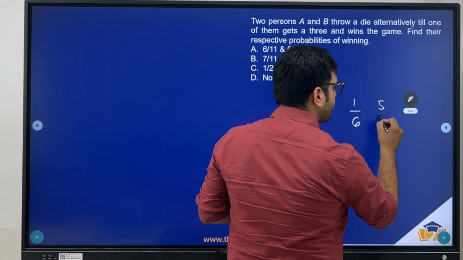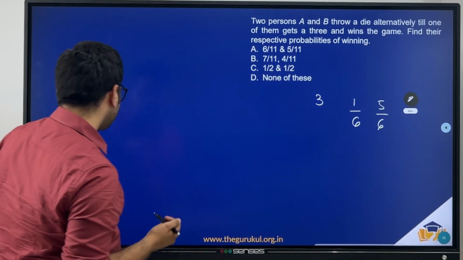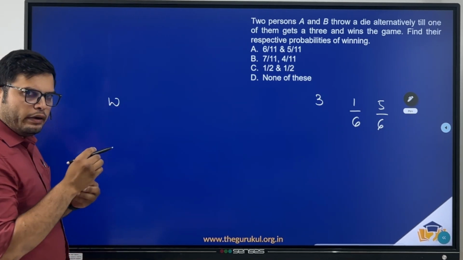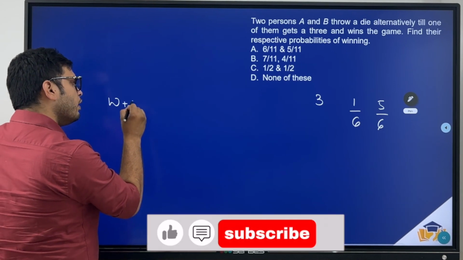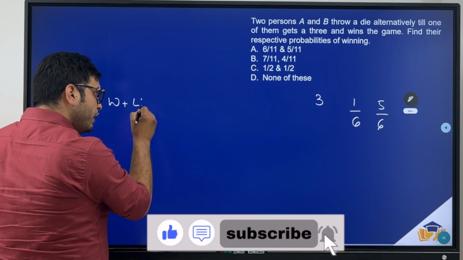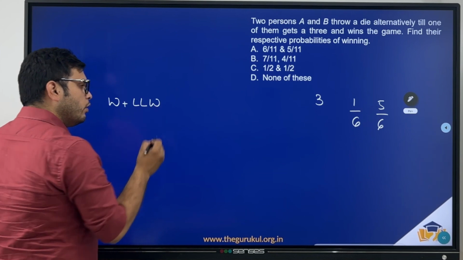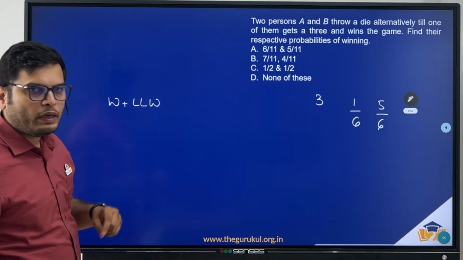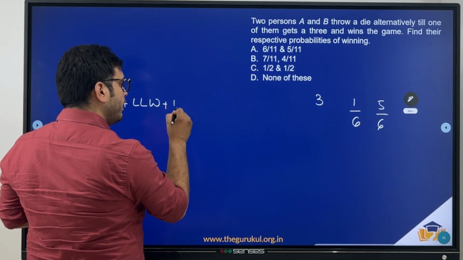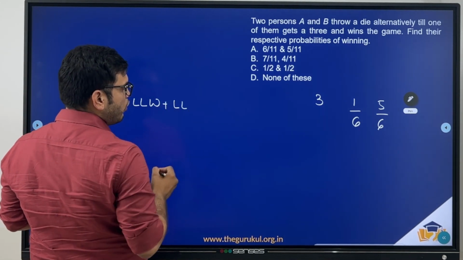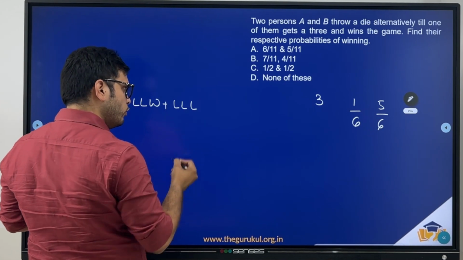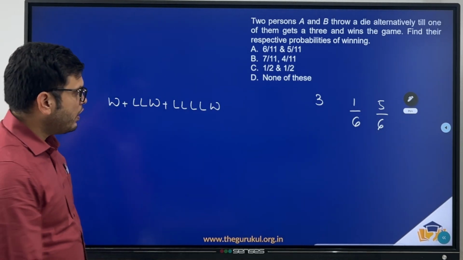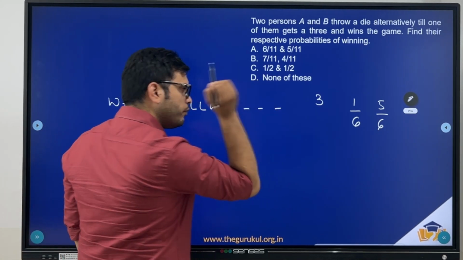Now what is the probability of not getting 3? 5 by 6. Right. Now when can we have A winning? A could have won in his first throw, or A lost in the first throw, B also lost in the first throw. Then we can have A winning in his second throw, right? So that would be LLW plus A lost in his first throw, B lost in first throw, A lost in second throw, B lost in second throw, A won in his third throw, and this continues like this, right?